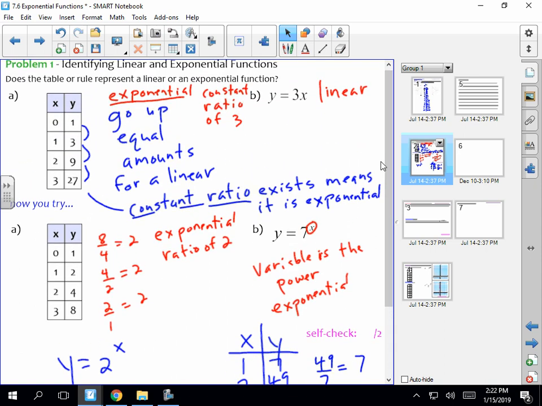So we had exponential, exponential, exponential. The only one that was linear was the one that looked like it was in y equals mx plus b form. If you were to make a table for it, you'd find out that the y's go up by a constant difference, a constant number, whereas the exponential ones go up by a constant ratio or a multiplier.